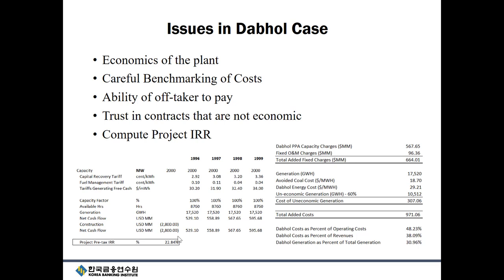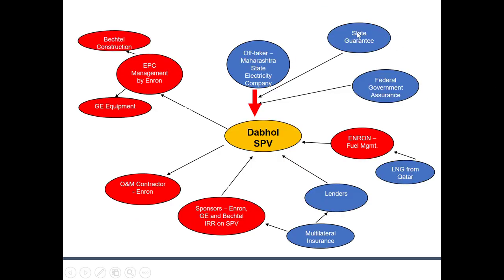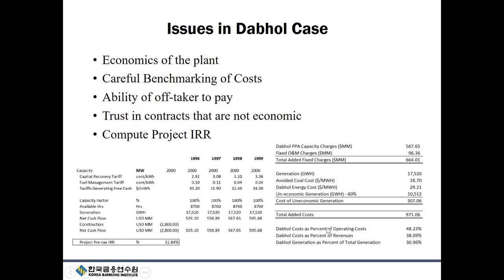Sorry. You put project IRR first, and when you get a 22% IRR, you think, why is the government of India going to be that stupid to keep that going, or can they even afford it? And that was the biggest thing. Don't look at any of these other things. If the off-taker can't afford it, I don't care how many state guarantees, federal guarantees, or anything else. If they can't afford it, it's not going to work. And the rate increase, when I computed this, it was about 38%. Or maybe 48%, I'm not sure. But when you have that, it's not going to work.